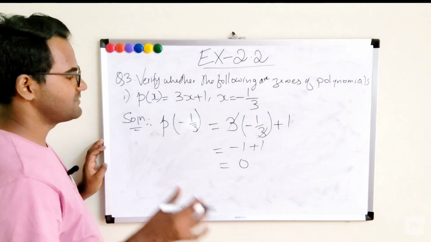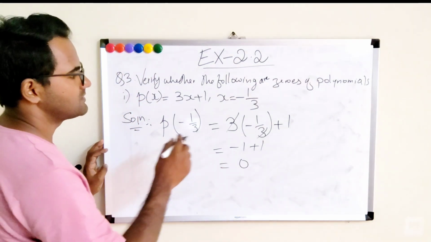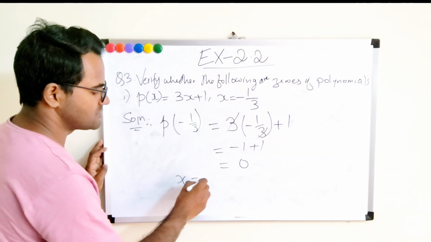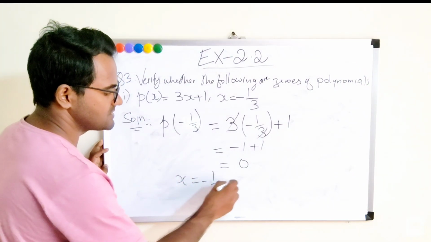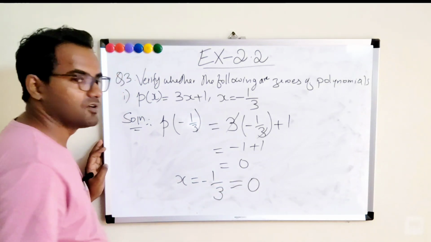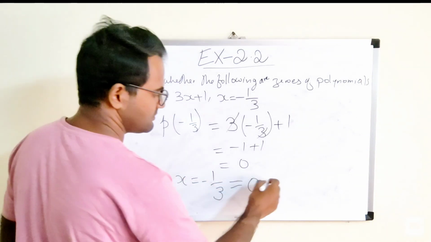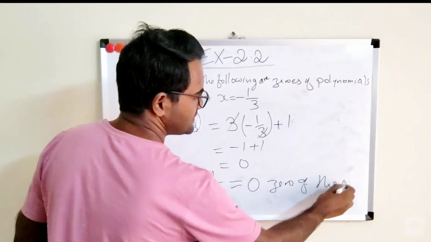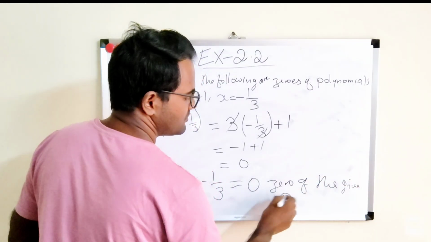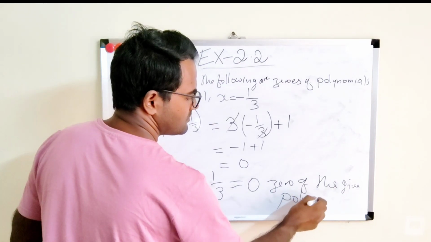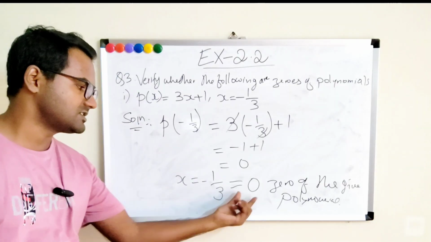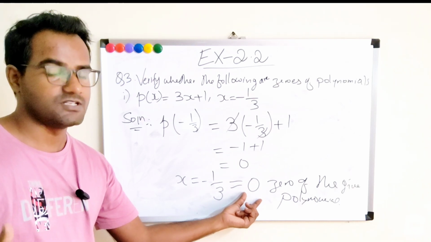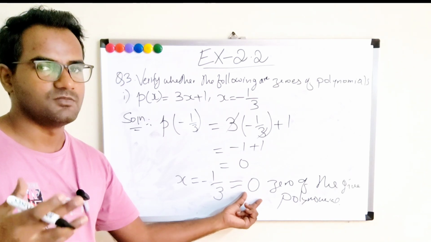So that's why we can say that x equal to minus 1 by 3 is the 0 of the given polynomial. So we should get here 0. Alright, so when we get a 0 here, it means it is a 0 of the given polynomial.